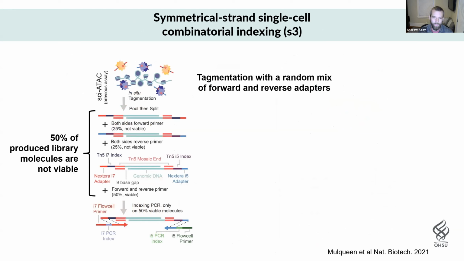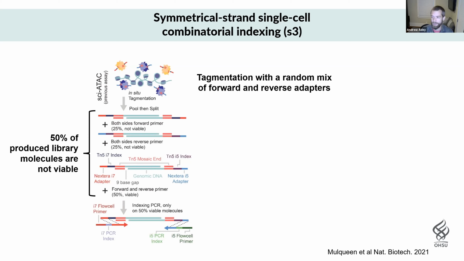And one of the things that has kind of bothered me, so I worked on developing tagmentation just for original DNA-seq back as a graduate student. It's actually my rotation project in Jay Chendra's lab. And it always bothered me that you're tagmenting with random forward and reverse adapters. So half of your library molecules end up getting a forward and a forward adapter or a reverse and a reverse adapter. And those molecules are not viable for downstream processing.